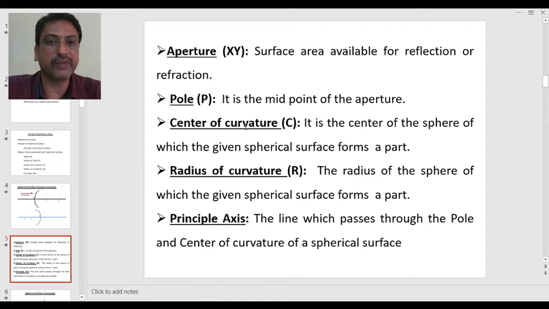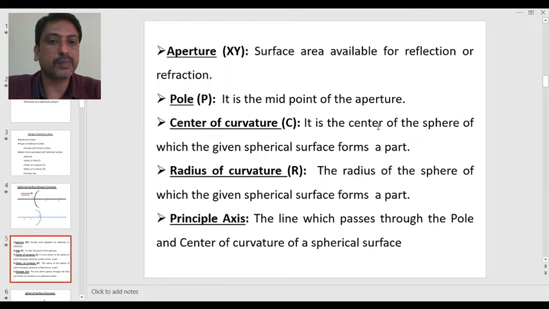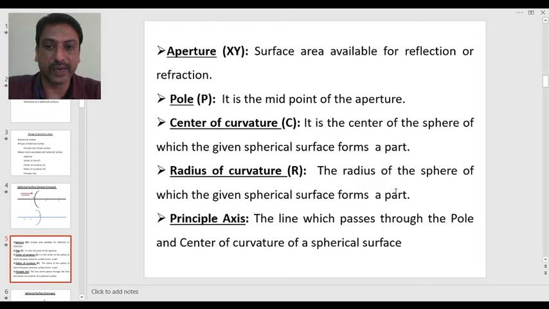Next we have the center of curvature. It can be defined as follows: the center of curvature of a spherical surface is nothing but the center of the sphere of which the given spherical surface forms a part. So this XY is nothing but the area available for reflection. And this is its center of curvature. It means this spherical surface is going to form some sphere. That's why this XY is not a complete sphere. It is a part of the spherical surface whose center is C. That's why it is known as the center of curvature.